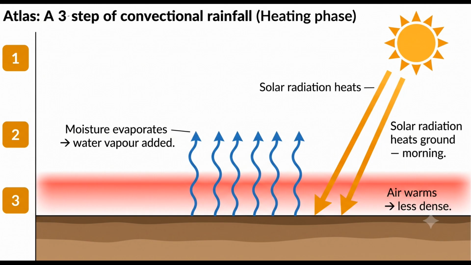Step 1. Strong solar radiation from the sun heats the ground and water surfaces intensely throughout the morning. Step 2. The ground absorbs that heat and warms the air directly above it. This warmed air becomes less dense than the cooler air above it, a key condition for what comes next. Step 3, meanwhile, moisture evaporates from the ground, rivers, and trees, adding water vapor to the warm surface air. By mid-morning, the air at the surface is warm, moist, and ready to rise.